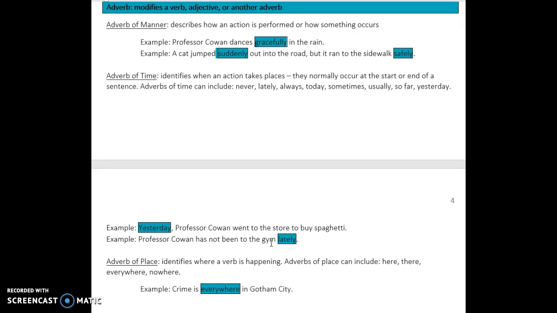We also had adverbs of place, and these identify where a verb is happening. They can include here, there, everywhere, and nowhere. So for example, crime is everywhere in Gotham City. Everywhere is describing the action of crime as it occurs in Gotham City.